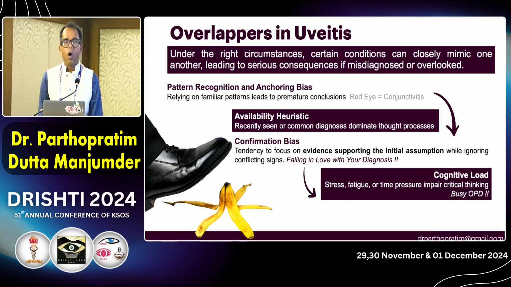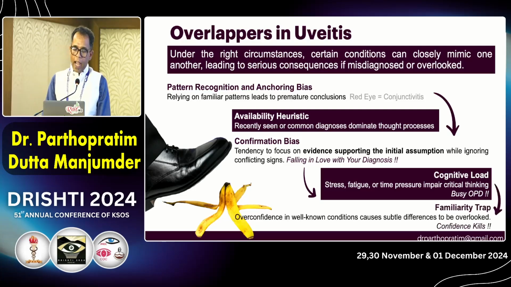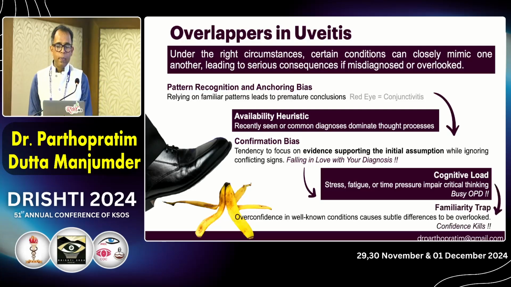And then there will be a cognitive load. When you are in a busy OPD, you are stressed, you are highly tired, at that time these things will overpower you and you are prone to make mistakes. And then the familiarity trap, overconfidence in well-known conditions, because you have treated so many of these conditions, that sometimes, while doing cataract surgery, you have done a PC rupture. And if you think over it a little, you are so familiar with it that you don't try to understand that, oh, I have to go slow here. And that's how we create mistakes.